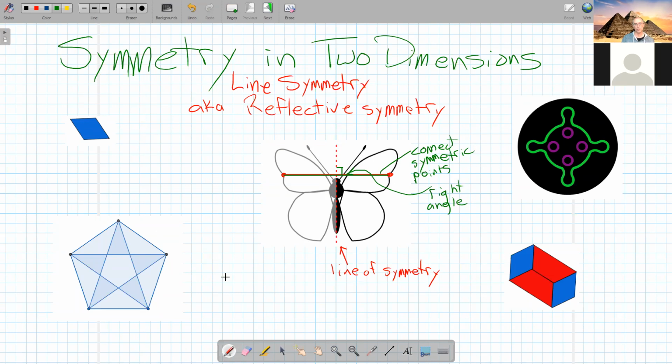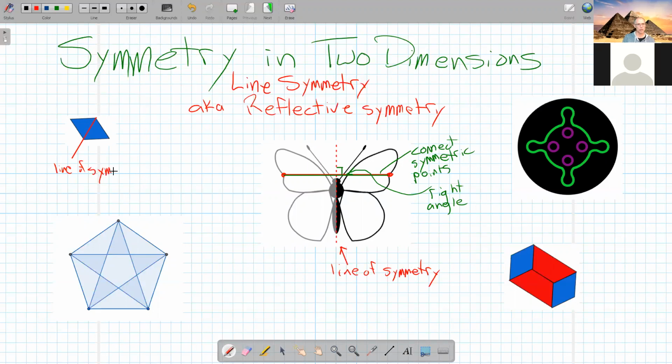So let's take a look at some other objects here, and let's see what kind of symmetry they have. So I have a couple of points here which may be symmetric points depending on the line I draw. So in red, I'm going to draw what I believe is a line of symmetry. So let's start here-ish and head through there. So I think that right there is a line of symmetry. So let's just make a little note. Line of symmetry?